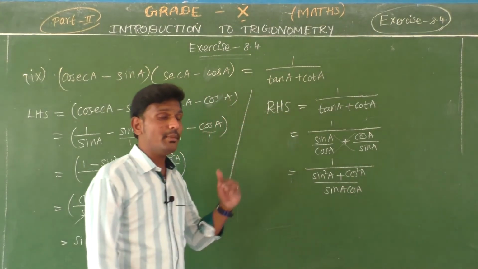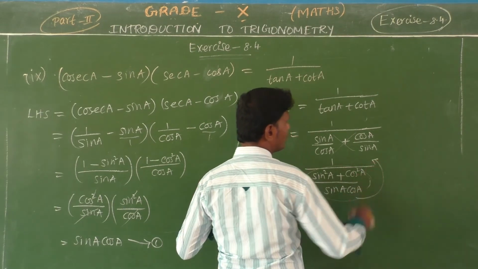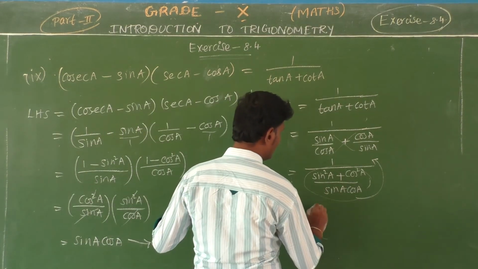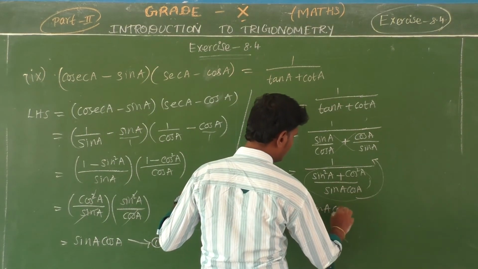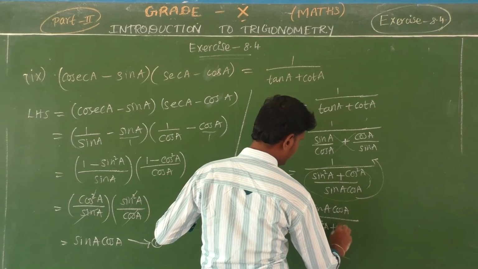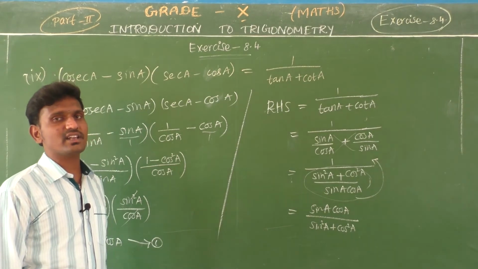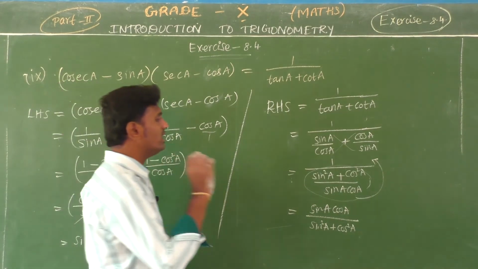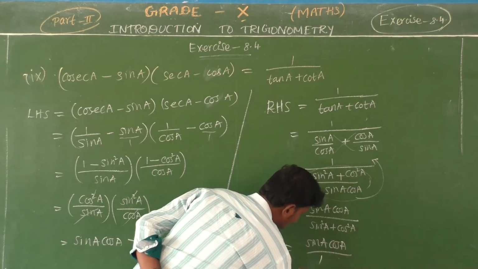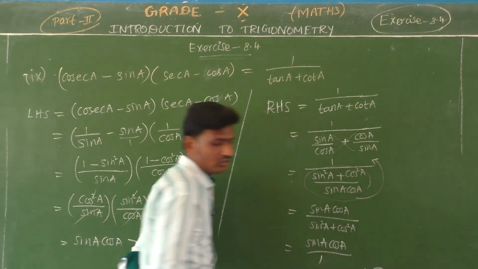The denominator is now one fraction, so we have to move it into the numerator, that is, take the reciprocal. So what will come? Sin A into cos A, the whole divided by sin square A plus cos square A. Already you know sin square theta plus cos square theta equals 1 from identity number 1. So sin A into cos A by 1 is equal to sin A cos A. Take this as equation number 2.